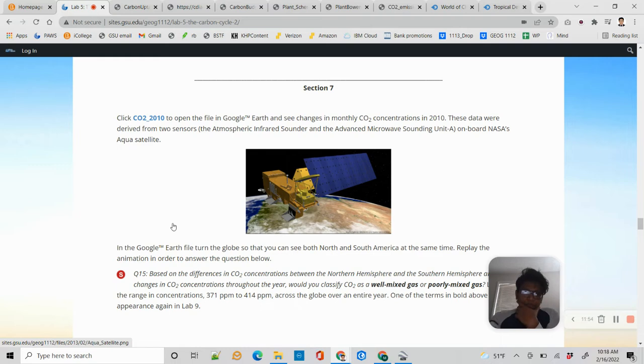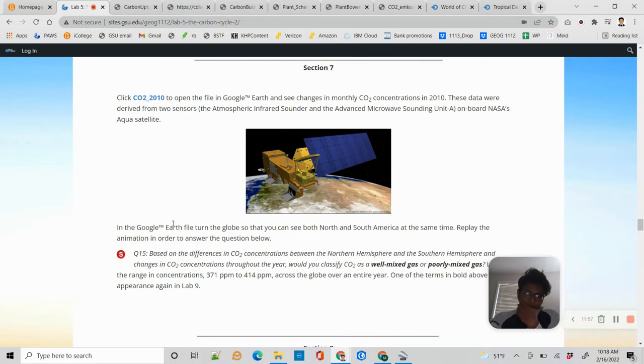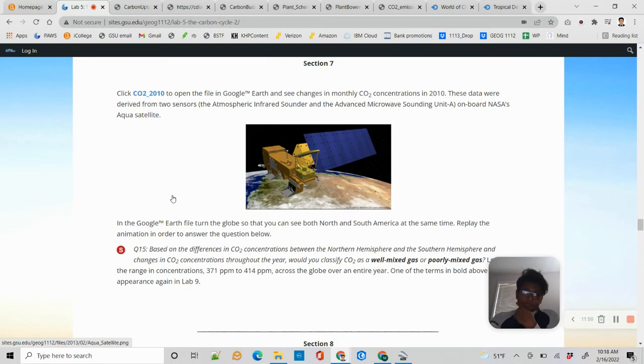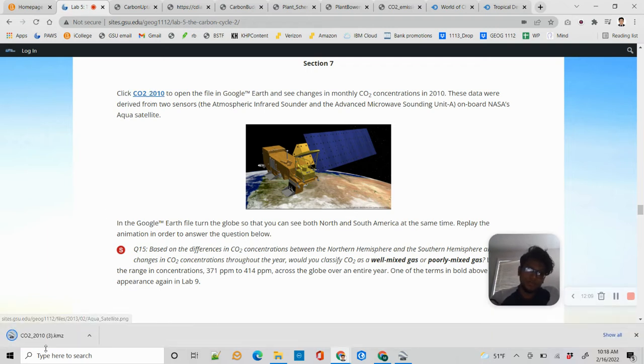And then for section 7, question 15, that will ask you if carbon dioxide is a well mixed gas or poorly mixed gas. To understand that, you need to click on the CO2 2010. If you click on that, it will download another Google Earth file. I'm gonna open that in here.